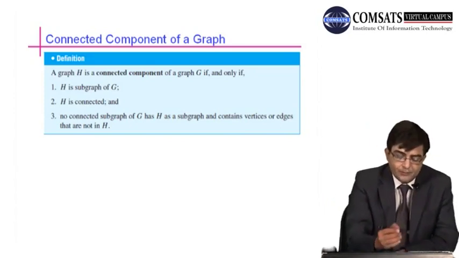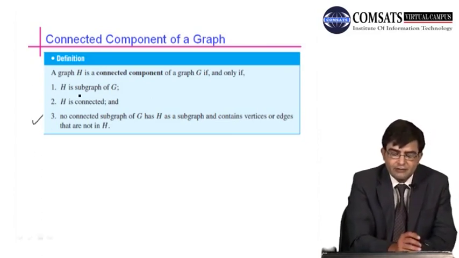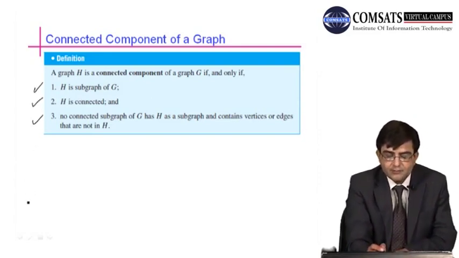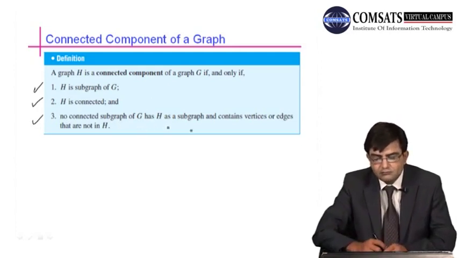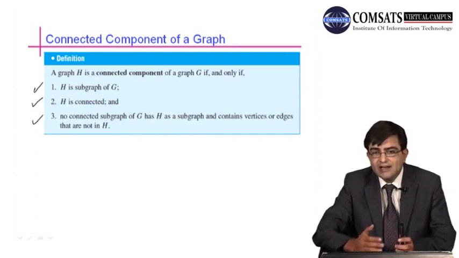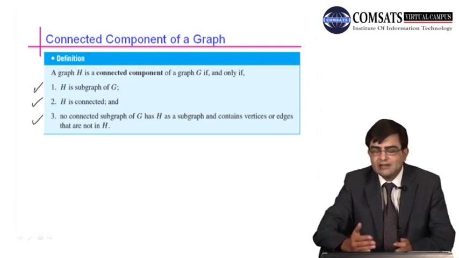you may be confused by this third step. The connected component of a graph should be a subgraph of G, it should be connected, and no connected subgraph of G has H as a subgraph. This means there is no larger subgraph of G which contains H. That is, you can say H should be the largest subgraph of G which is connected.